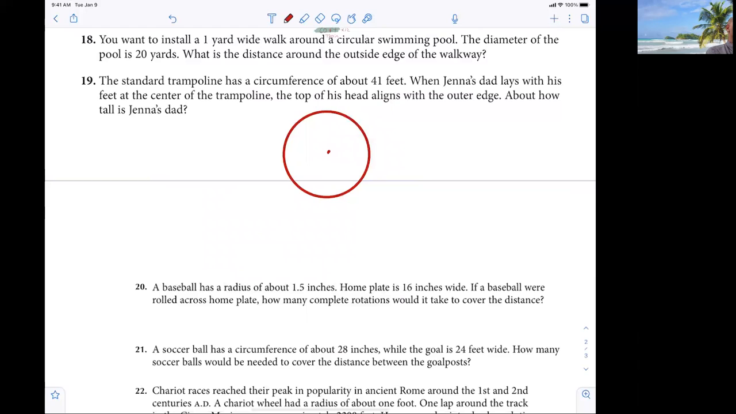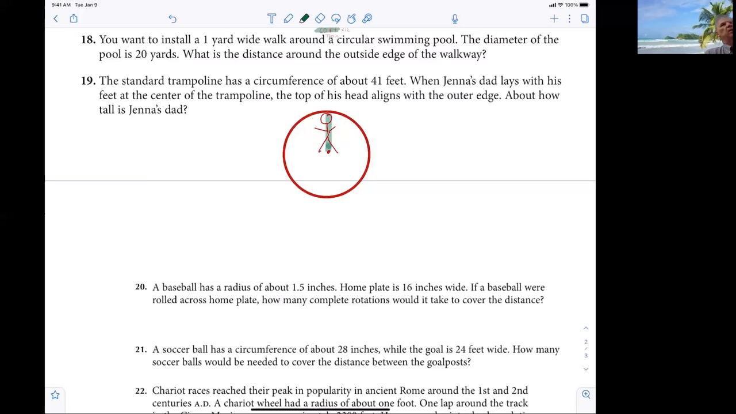And then Jenna's dad lays on the trampoline. Now, what does Jenna's dad represent? Shh, Jackson. They're very smart, buddy. I like that. Jenna's dad represents the radius. That's exactly right. Exactly. Okay.